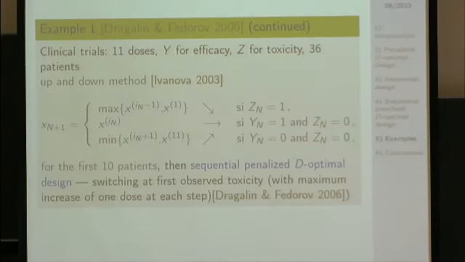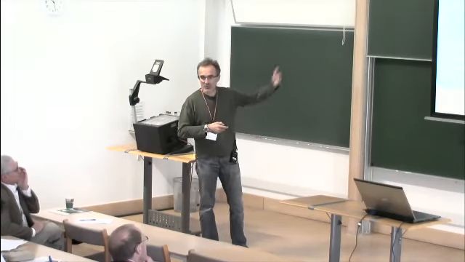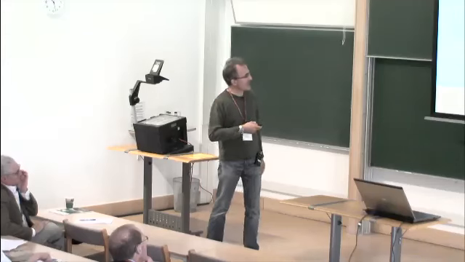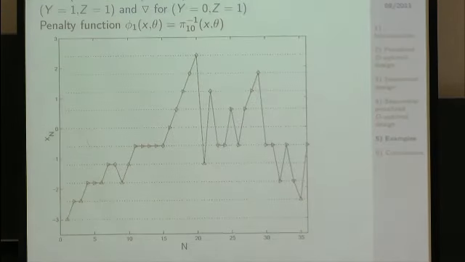So we will apply that for the whole trial, or we shall apply that just for the first 10 patients and then switch to some sequential rule. For instance, if we switch to the sequential penalized D-optimum design rule, this is a typical behavior that we have. Up to the 10th patient, we have this up-and-down, and we switch when we observe a toxicity for the first time. So this is here, we observe toxicity for the first time, and then we switch to this adaptive rule.